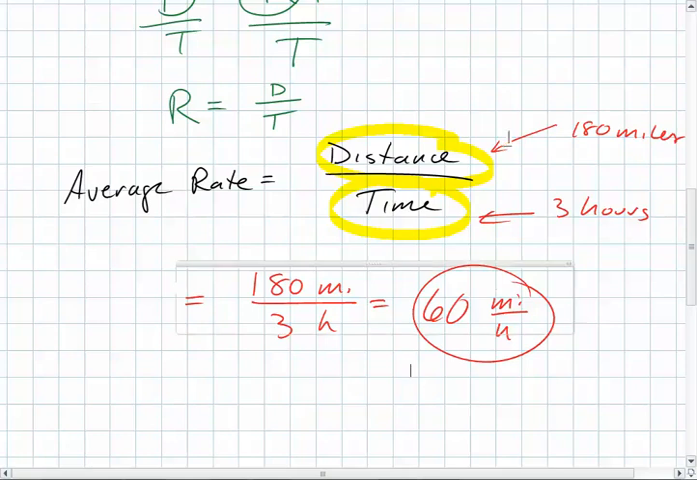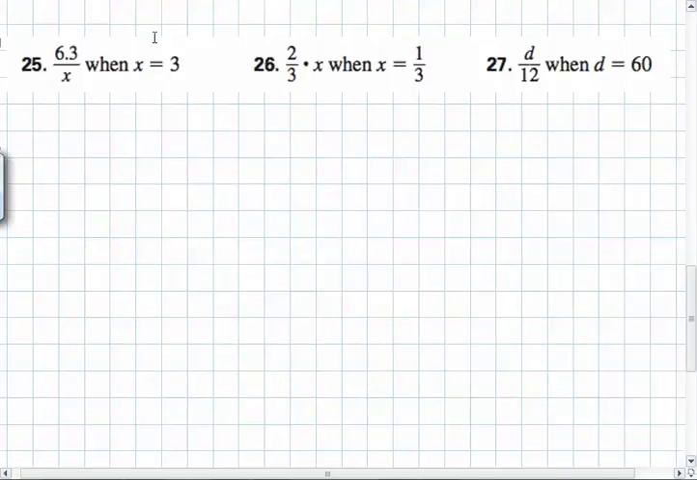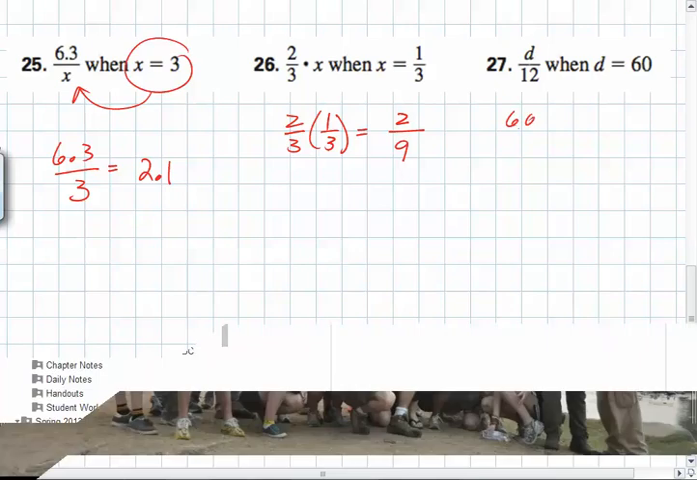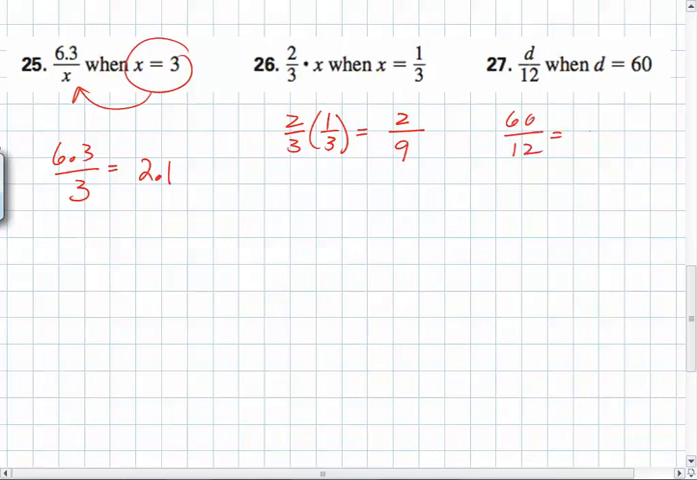So let's evaluate a few more expressions. 6.3 over x when x is 3, you take the 3 and plug it in. 6.3 divided by 3, and that's going to be 2.1. 2/3 x, and when x is 1/3, you're multiplying fractions, so it's 2 times 1 on top and 3 times 3 on the bottom, which is 9. And here we have 60 over 12, which is 5.